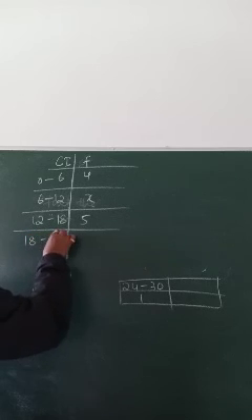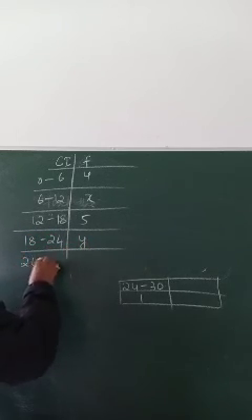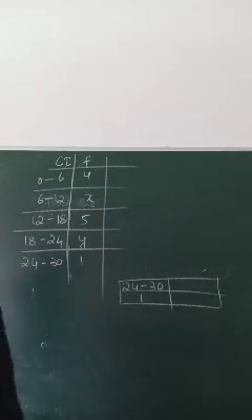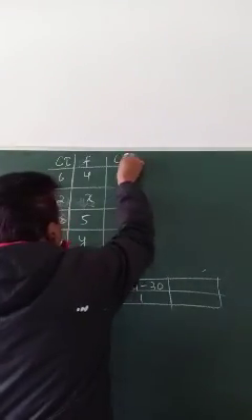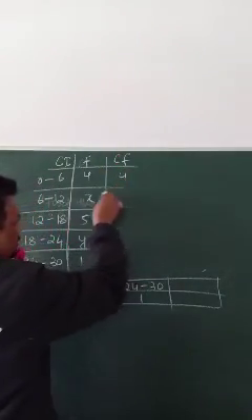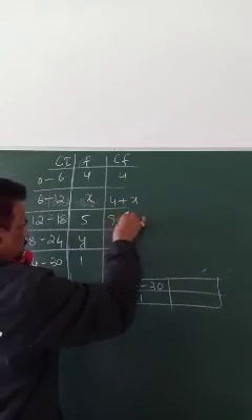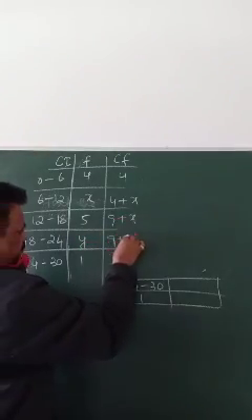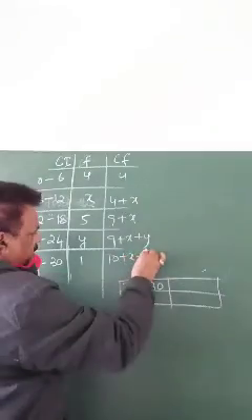18 to 24 is y. 24 to 30 is 1. Okay, CF: 4, 4 plus x, this plus this 9 plus x. This is 9 plus x plus y. 10 plus x plus y.